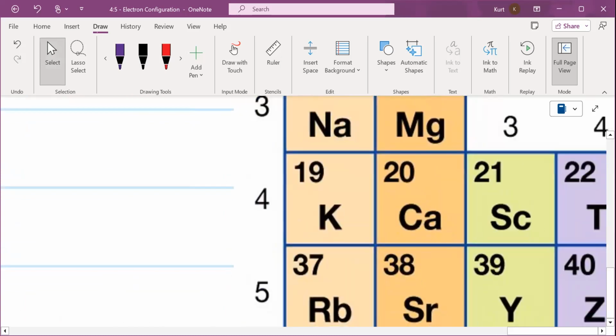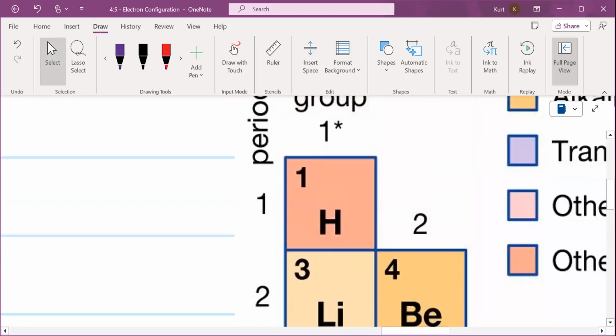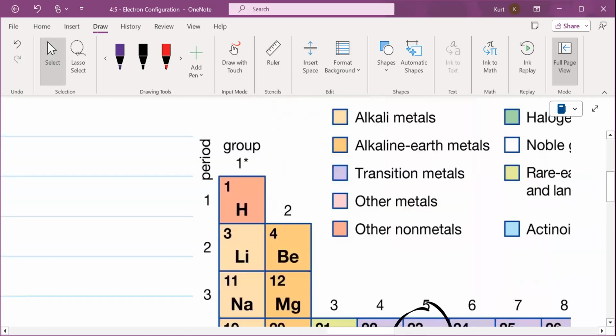Let's try this again. Potassium is element number 19. How many protons does it have? How many electrons does it have? Hydrogen is element number 1. How many protons? How many electrons? Okay, I think we're ready.